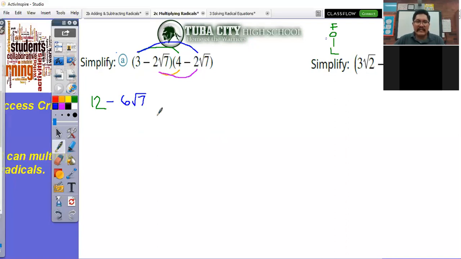Third step is the inside. Those are the two middle numbers, the two numbers on the inside, which in this case I made orange.